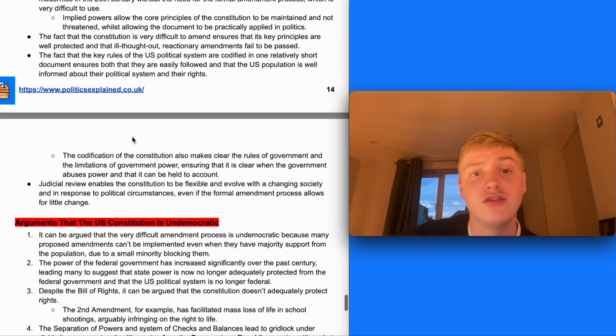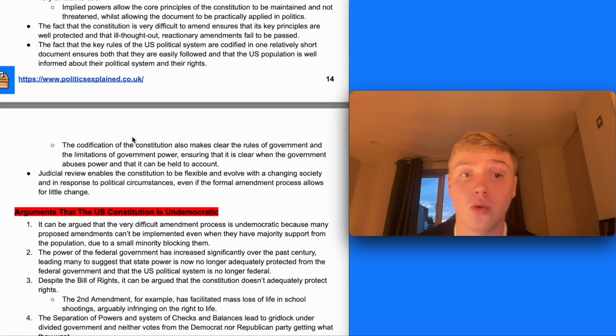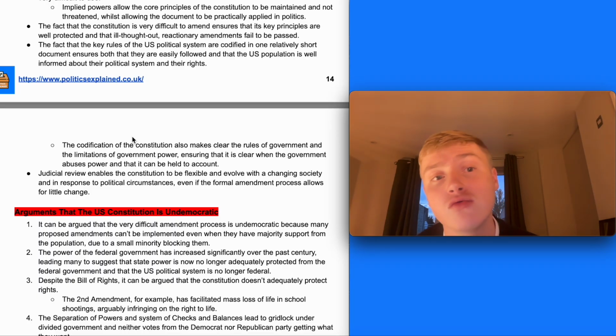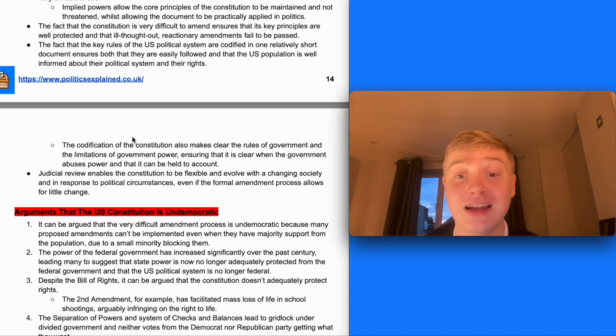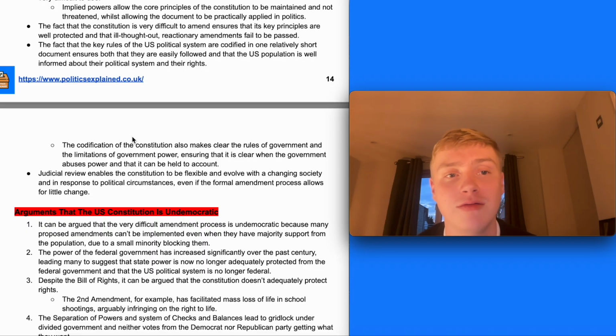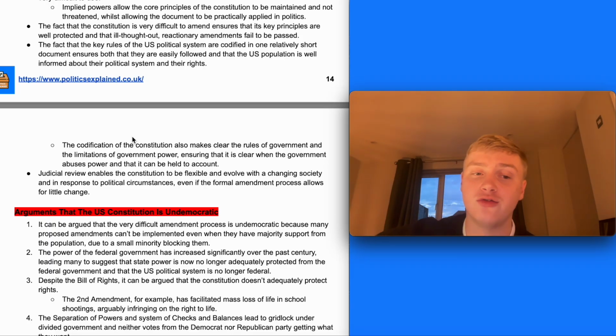The fact that the Constitution is very difficult to amend ensures its key principles are well protected and that ill-thought-out reactionary amendments fail to be passed. And the fact that the key rules of the US political system are codified in one relatively short document ensures that they're both easily followed and the US population is well informed about their political system and rights. And finally, judicial review enables the Constitution to be flexible and evolve with the changing society and in response to changing political circumstances, even if the formal amendment process allows for little change.